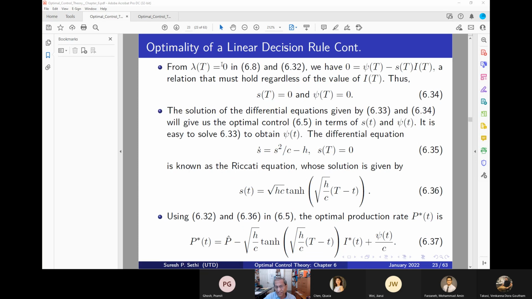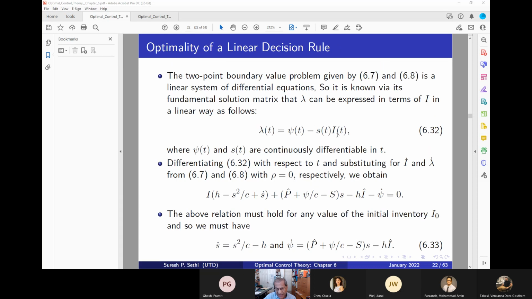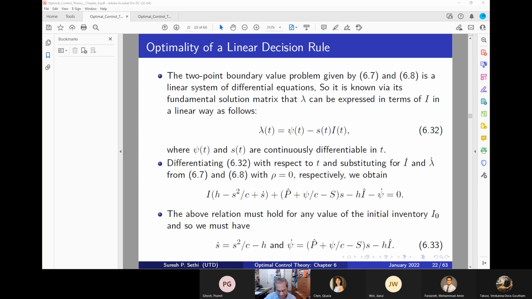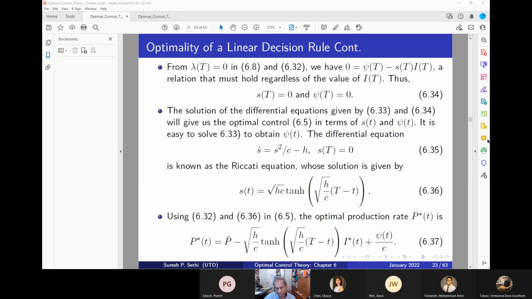And because lambda T is 0, we also know that you put the value T in there. We also know that this quantity must hold. And so because this quantity must hold, then again, regardless of the value of I(t), to hold this quantity, we have to have these quantities equal to 0. So now what we are doing is solving this equation and this equation with these two boundary conditions.